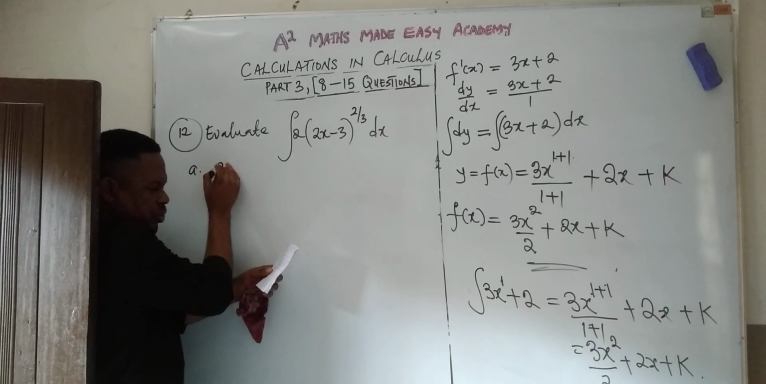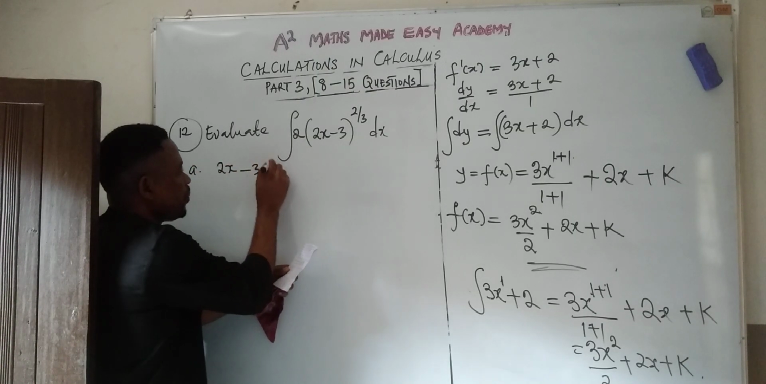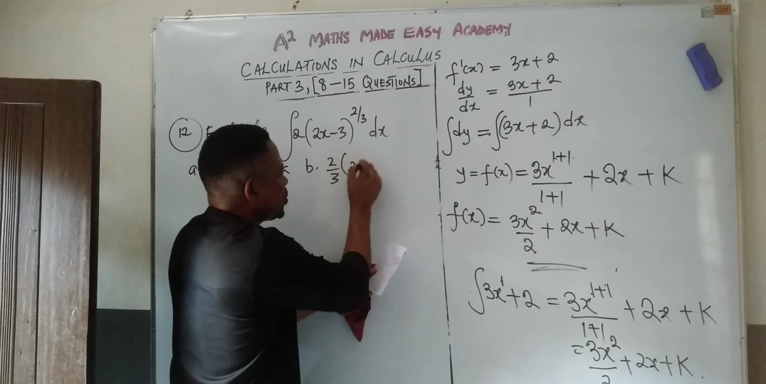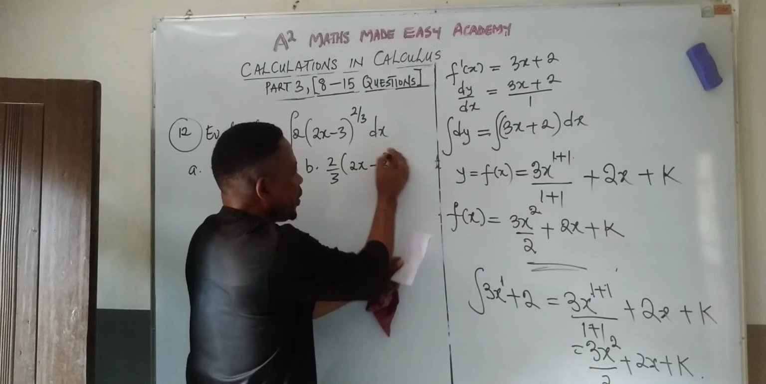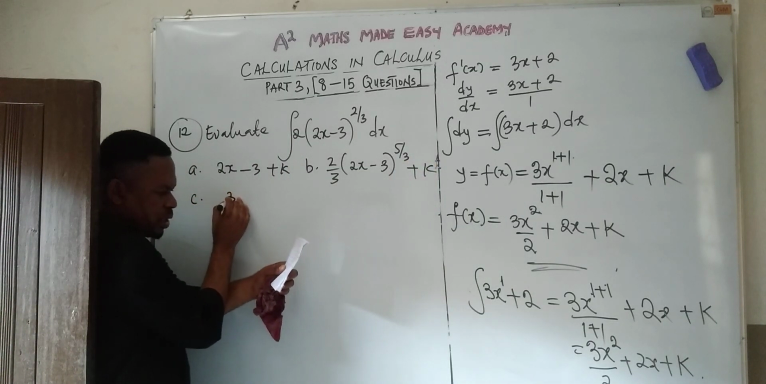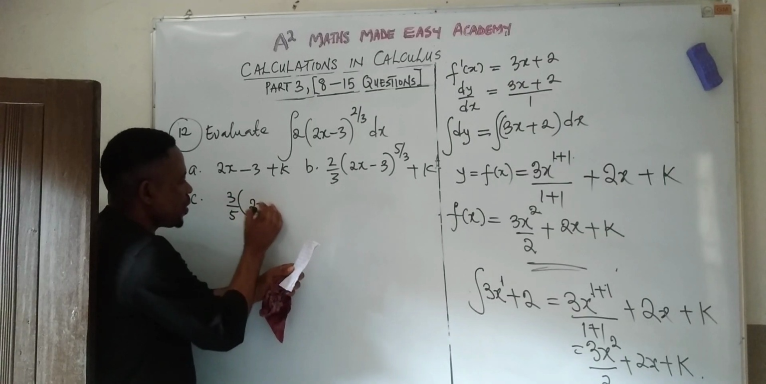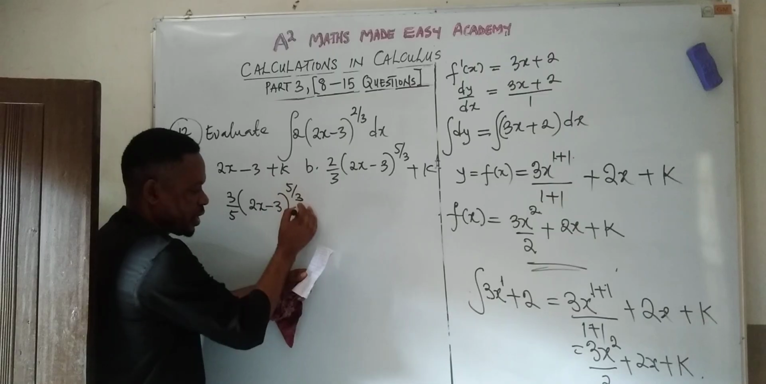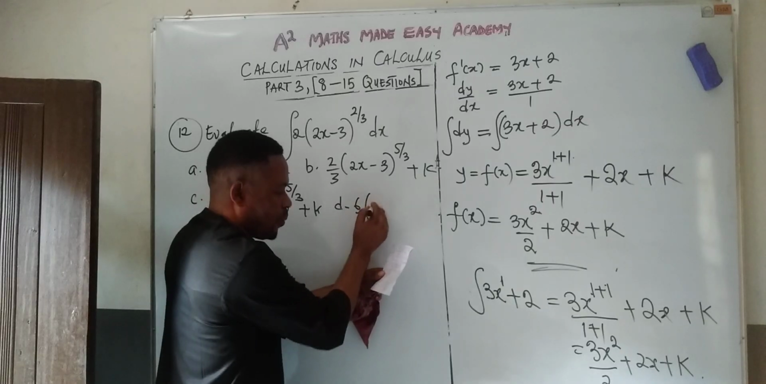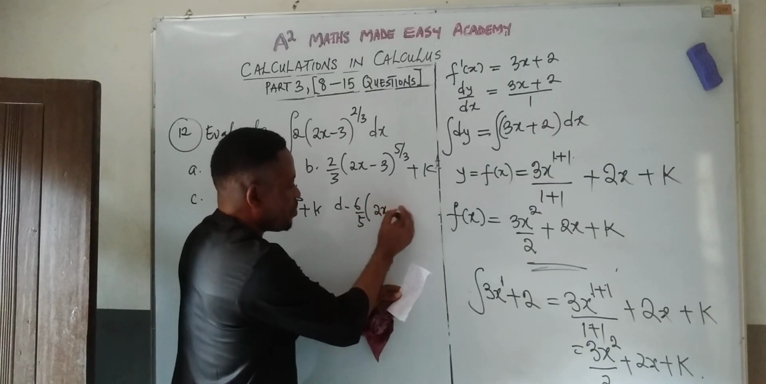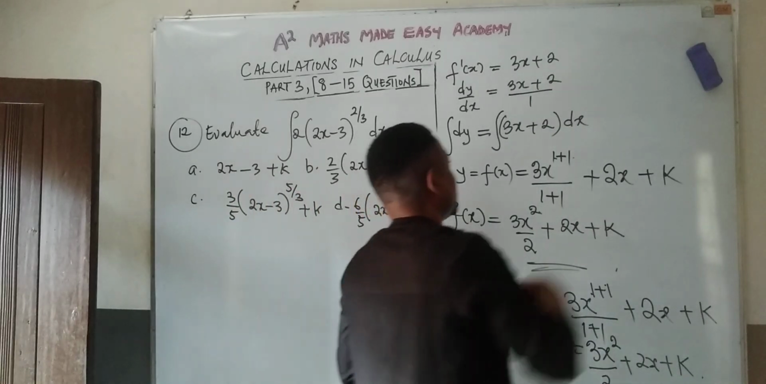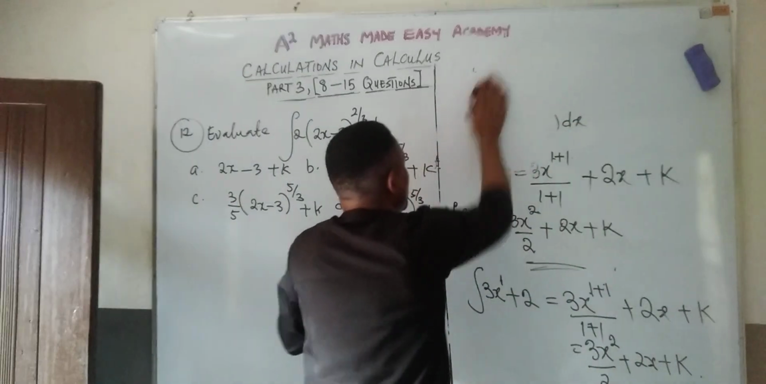Option A says 2x minus 3 plus k. Option B says 2 over 3 open bracket, then we have 2x minus 3 raised to the power of 5 over 3 plus k. Option C says 3 over 5 open bracket 2x minus 3 raised to the power of 5 over 3 plus k. Then option D says 6 over 5 open bracket 2x minus 3 raised to the power of 5 all over 3 plus k.